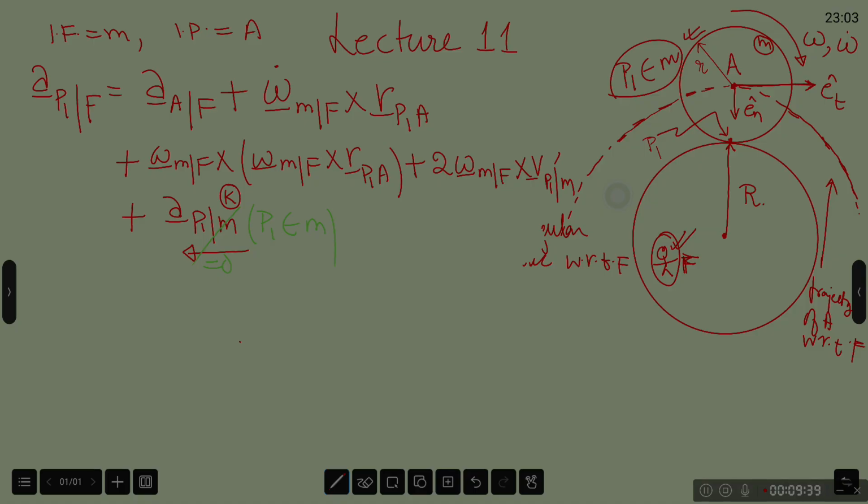Go to the second term. This is 0. It's a known quantity. P1 is fixed in M. This is a known quantity. Omega MF. Indeed, we know omega MF. It is a given quantity. It is omega times k hat, where k hat is a unit vector pointing into the plane of the screen. So this is a known quantity.